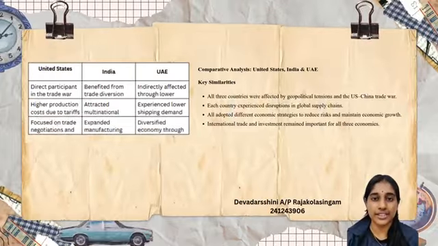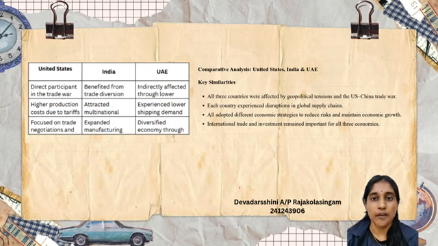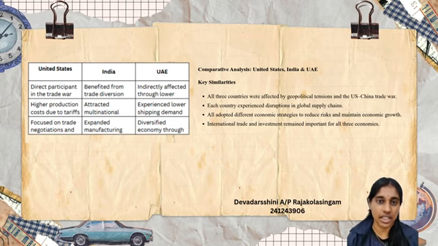That's all. Although the United States, India and the UAE were all affected by geopolitical tensions, the impact was different for each country. A key similarity is that all three experienced supply chain disruption and had to adopt strategies to strengthen their economies. However, the United States faced direct costs because it was involved in the trade war. India benefited by attracting foreign investment and manufacturing companies relocating from China, while the UAE, despite not being directly involved, experienced reduced global trade but strengthened its role as an international logistics hub.